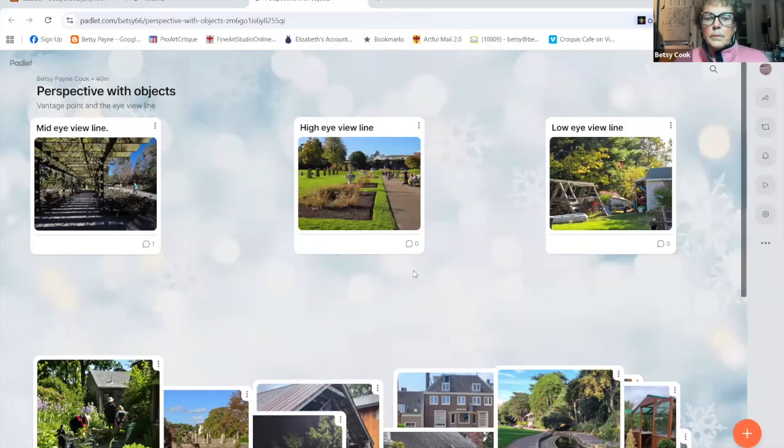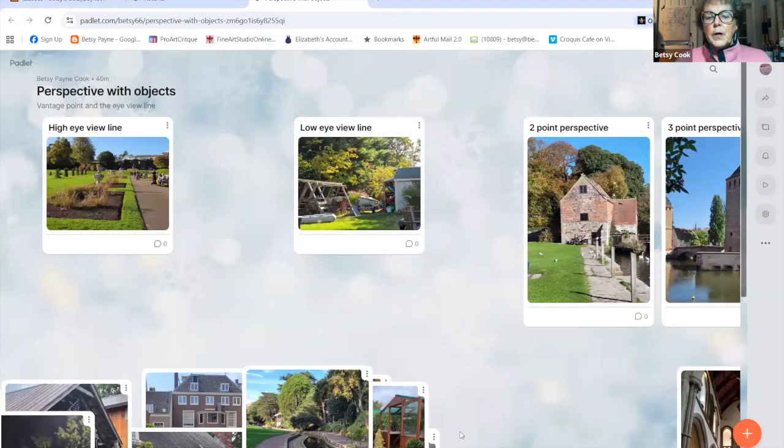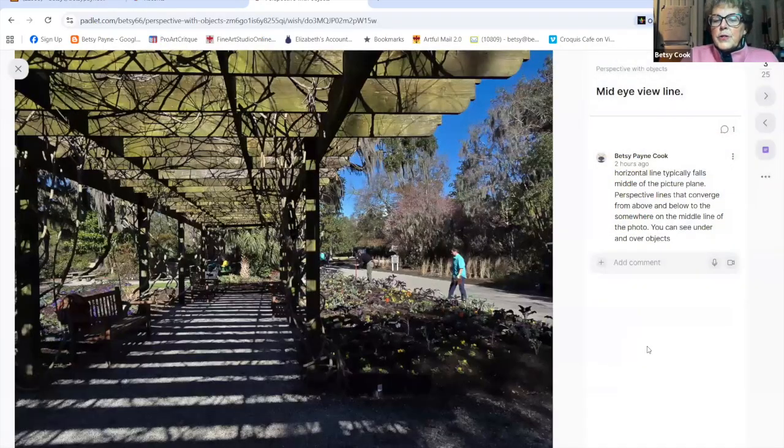It looks like you did a good job with all your photos, but I think I did save one just for that, because after we talk about these three things, we're going to slide over and look at 2 and 3 point perspective. That's an excellent question. So I'm going to start with this one, and I'm just going to double check.